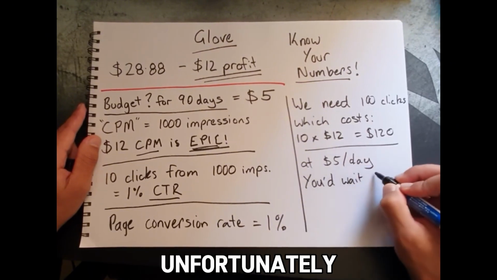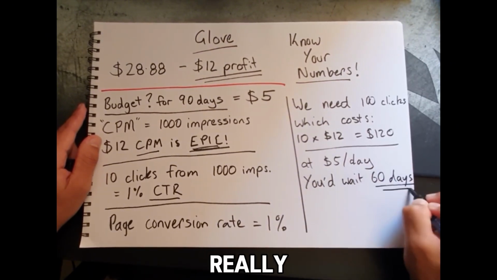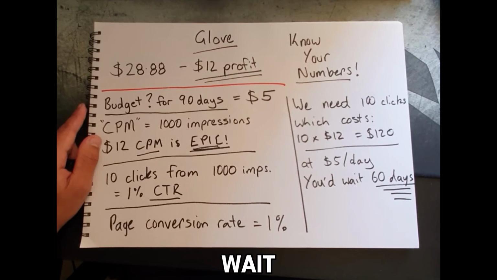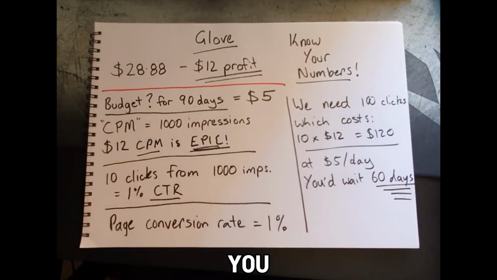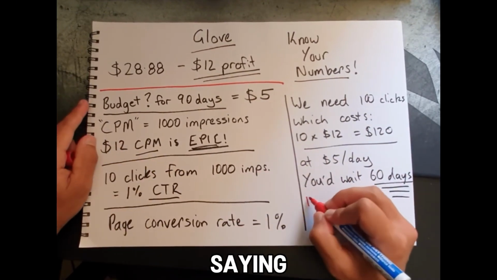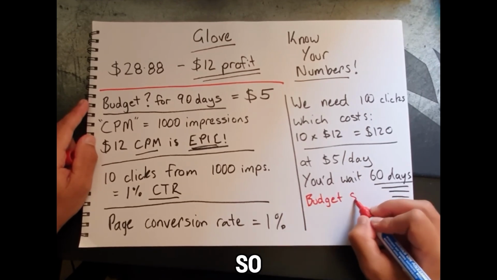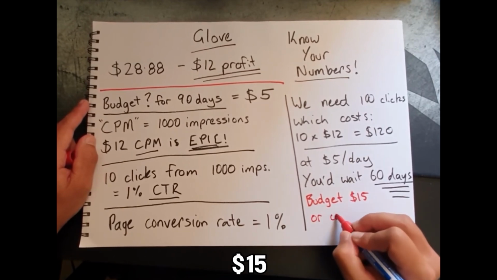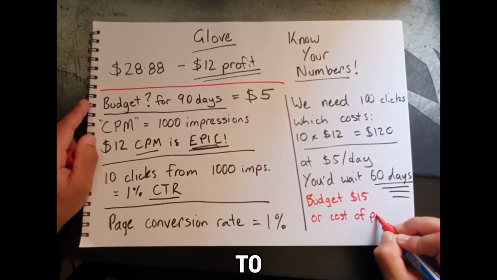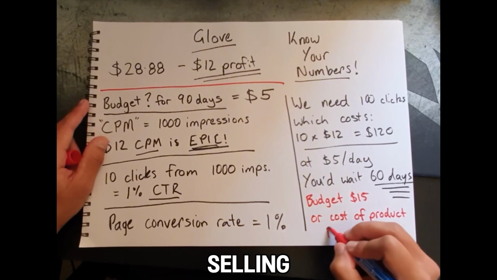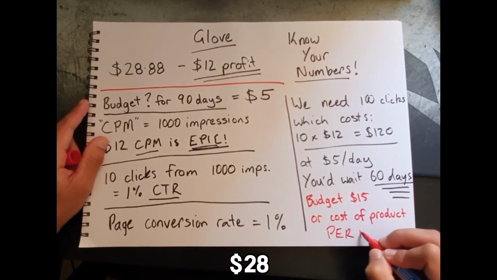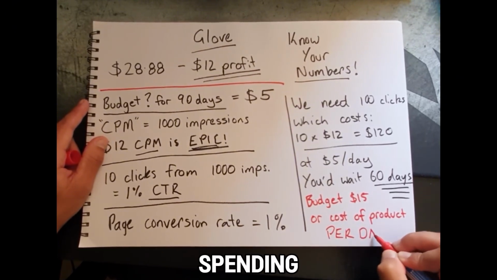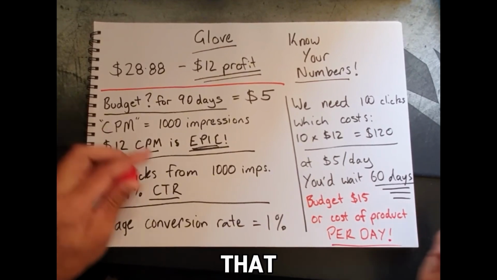Now, the reason, unfortunately, why $5 a day isn't really enough is because you would have to wait 60 days, 2 months before you got that amount of impressions. Do you see what I'm saying? Yes. So I personally wouldn't run Facebook ads unless I had at least $15, probably somewhere closer to the price point of the product I'm selling. So if you're selling a product for $28, I personally would be starting the business and spending $28 a day to speed up that entire process.